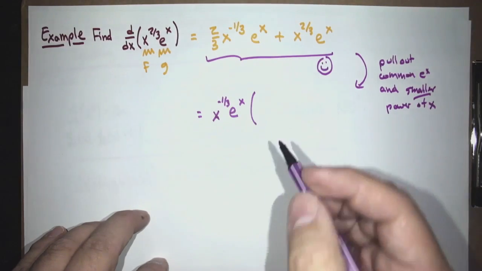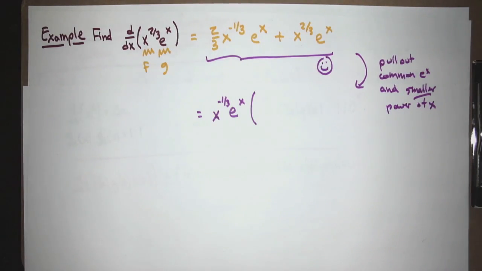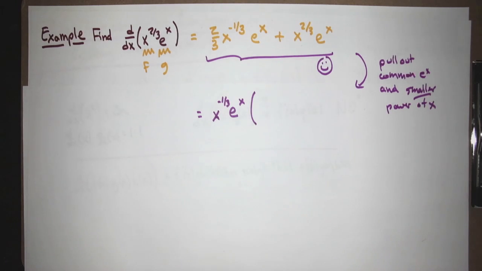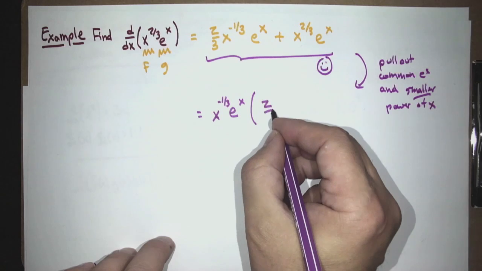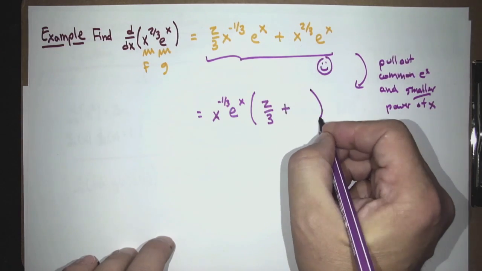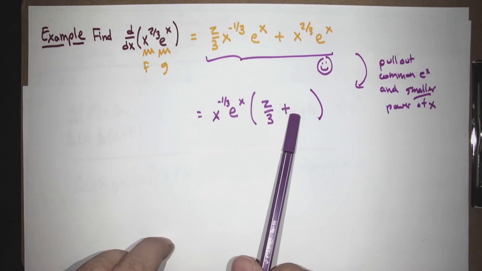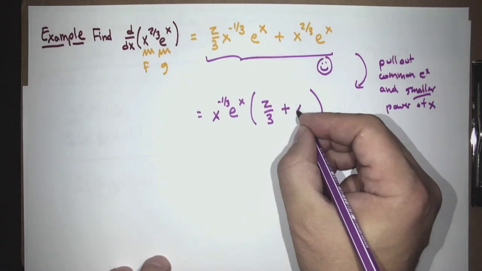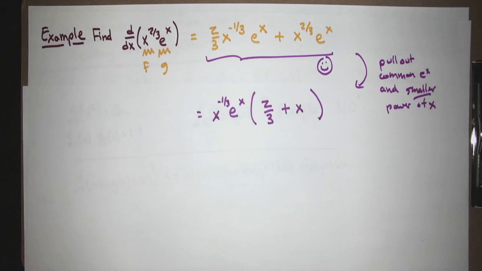What's left? In your first term, what do you have remaining after you pull out x to the negative 1/3 and e to the x? 2/3. Now, let's see if we've lived a good, clean algebra life. What's left here? X to what power? Squared. No. Power 1. X to the power 1. X to the 1.